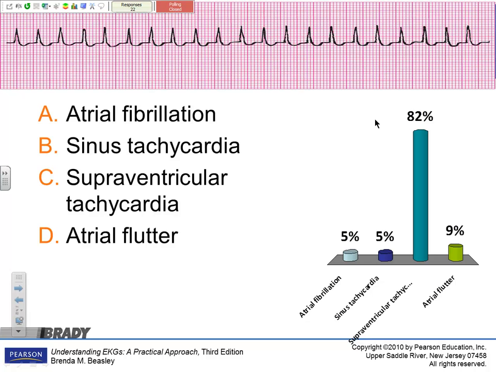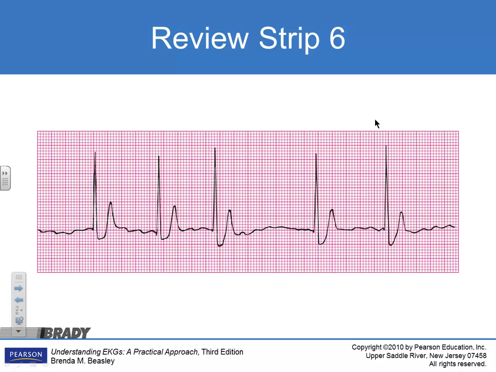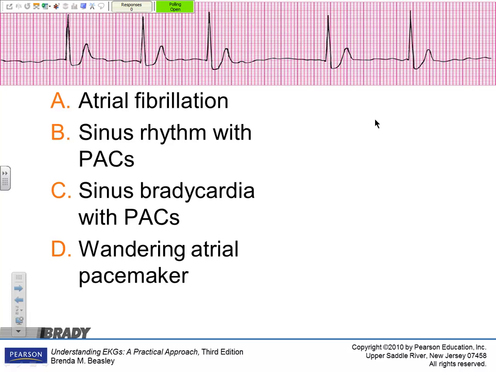How do we know this is not sinus tach? Two reasons. Number 1, the rate. Number 2, no P waves. Good job. Who said atrial flutter? Okay, what we got here? Man, she's giving us hard ones.